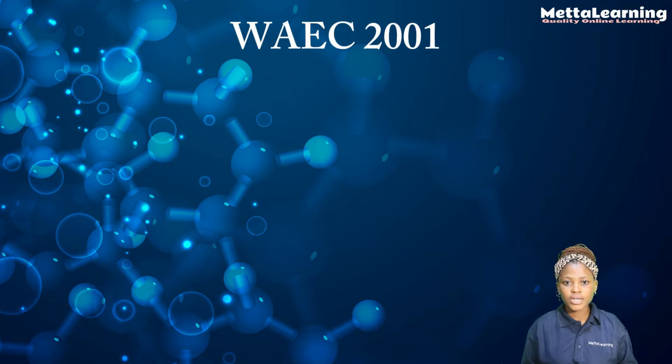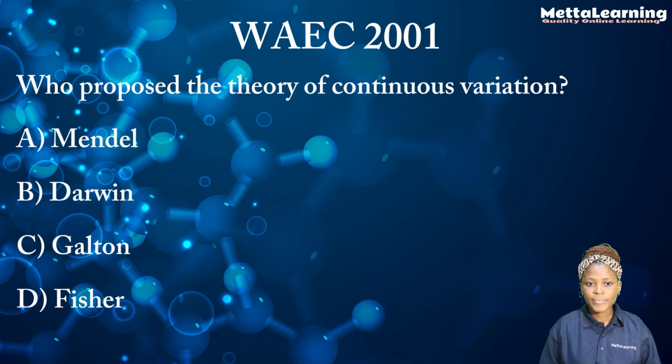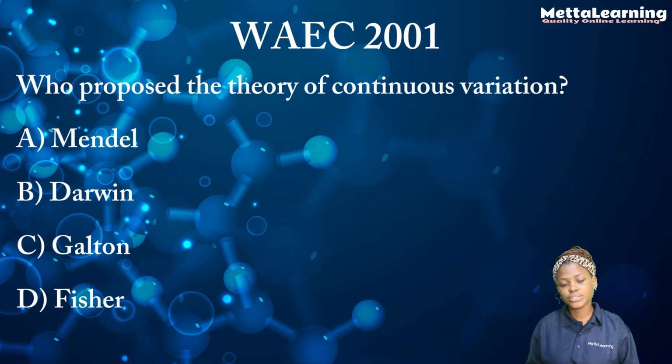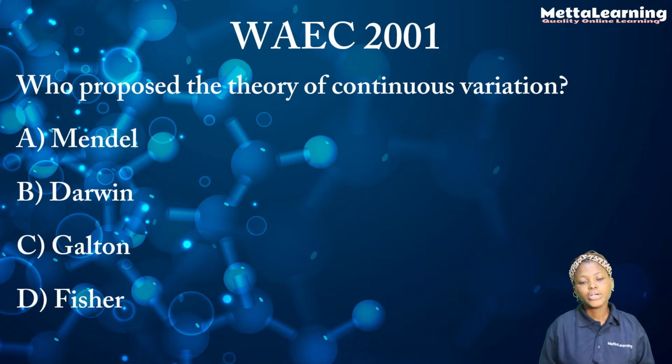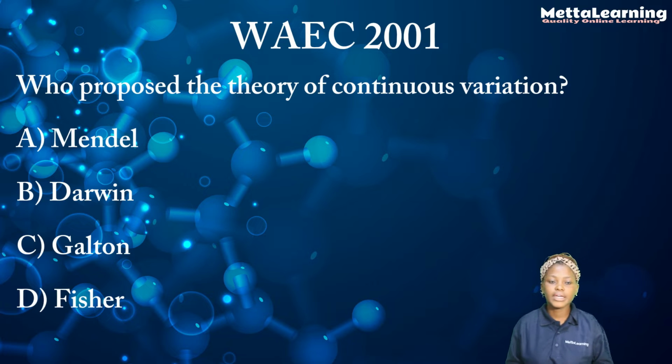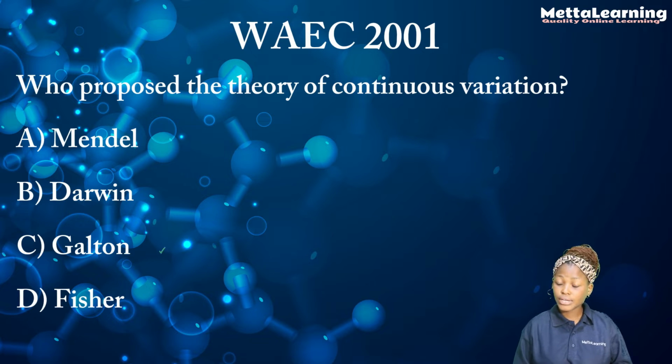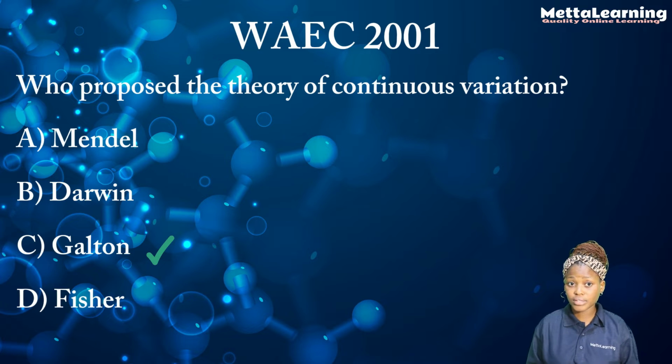2001, objective question 15. Who proposed the theory of continuous variation? Option A, Mendel. Option B, Darwin. Option C, Galton. Option D, Fisher. Galton proposed this theory. Option C.